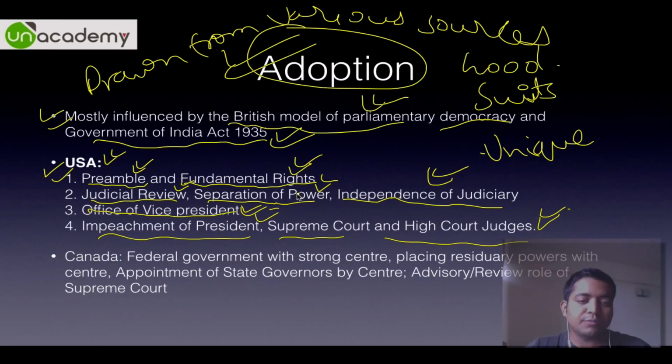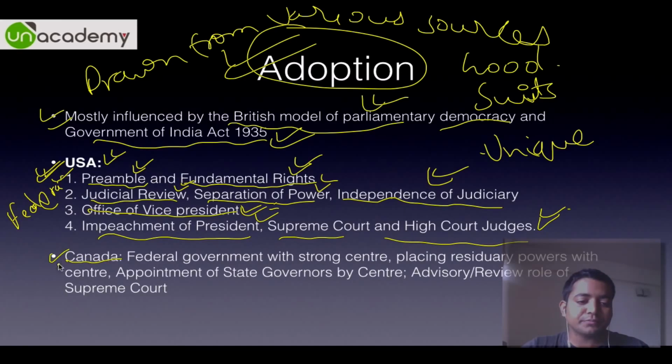So most of the judicial provisions which we have adopted are from the US Constitution, plus the fundamental rights and preamble, because the federation is extremely strong. It is like the best example of a federation, USA. There cannot be an integrated judiciary in USA because the state and the federal courts are different.